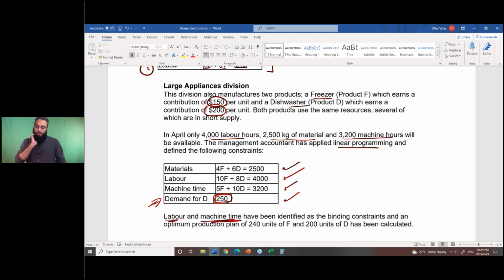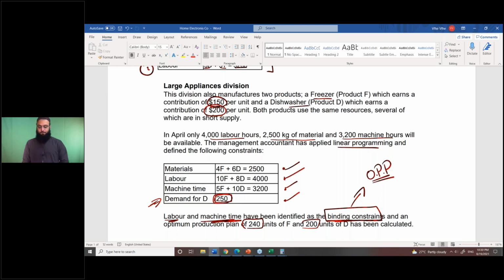Now, labor and machine time have been identified as the binding constraint. Labor and machine time as the binding constraint means what? And an optimum production plan of 240 and 200 has been calculated. So what is binding constraint? Binding constraint means these are the two limiting factors which are your optimum production plan points.